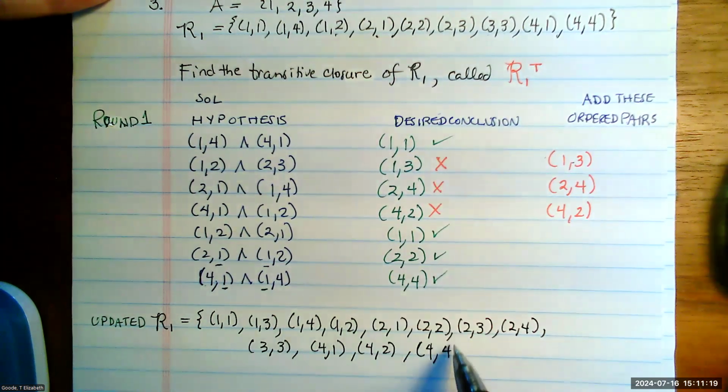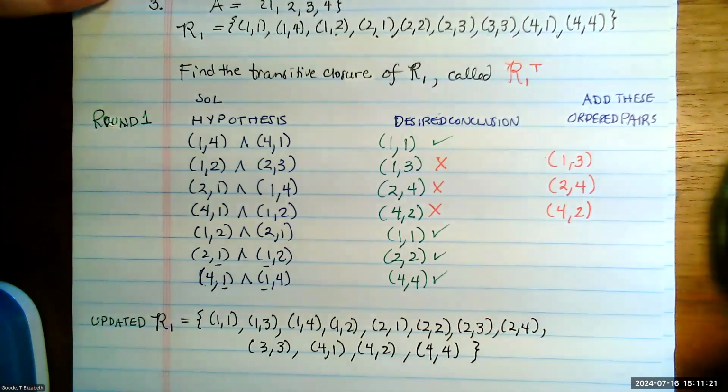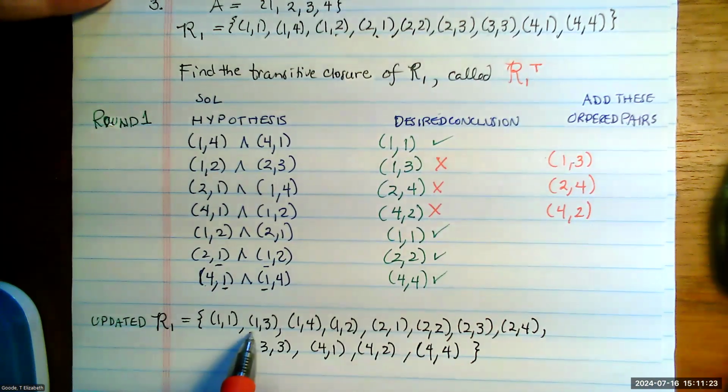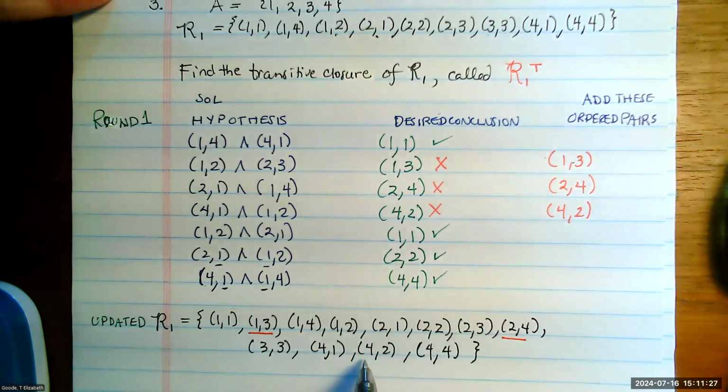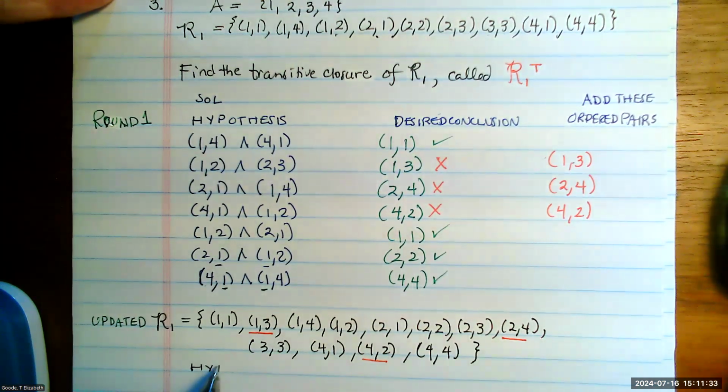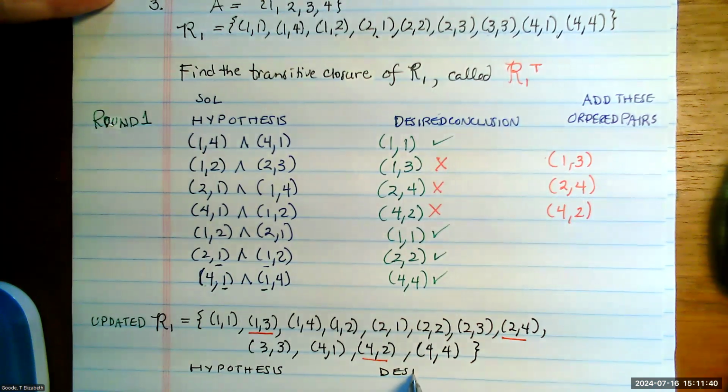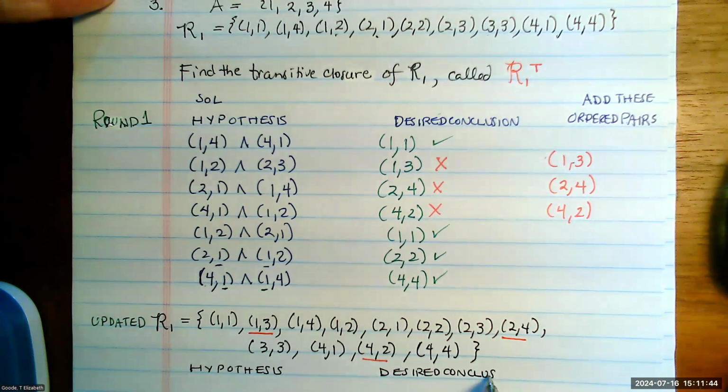And now we play the game again. It's a lather, rinse, repeat situation. We had to add (1,3), (2,4), and (4,2). And now we're going to go through this process again, where we're going to check to see if we have the hypothesis of transitivity satisfied. And then we're going to check for the desired conclusion and see if we need to add any more pairs.